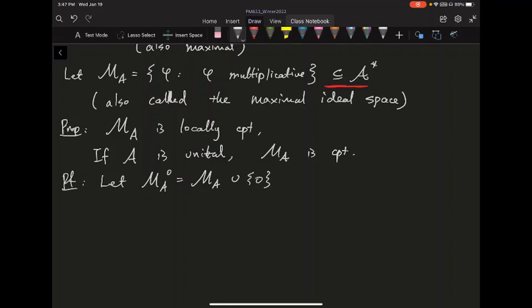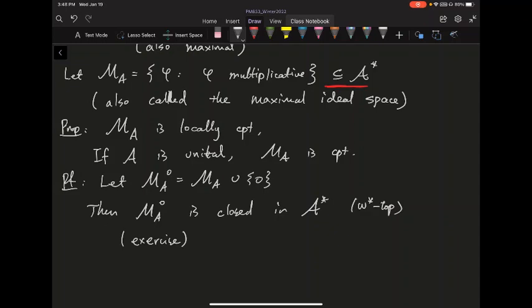So we know this is going to be closed. So M_A0 is going to be closed in A star. You can convince yourself because you have the weak star topology. If everything is multiplicative, the limit is also going to be multiplicative. I'll just leave it as an exercise. Why it's closed is very simple.